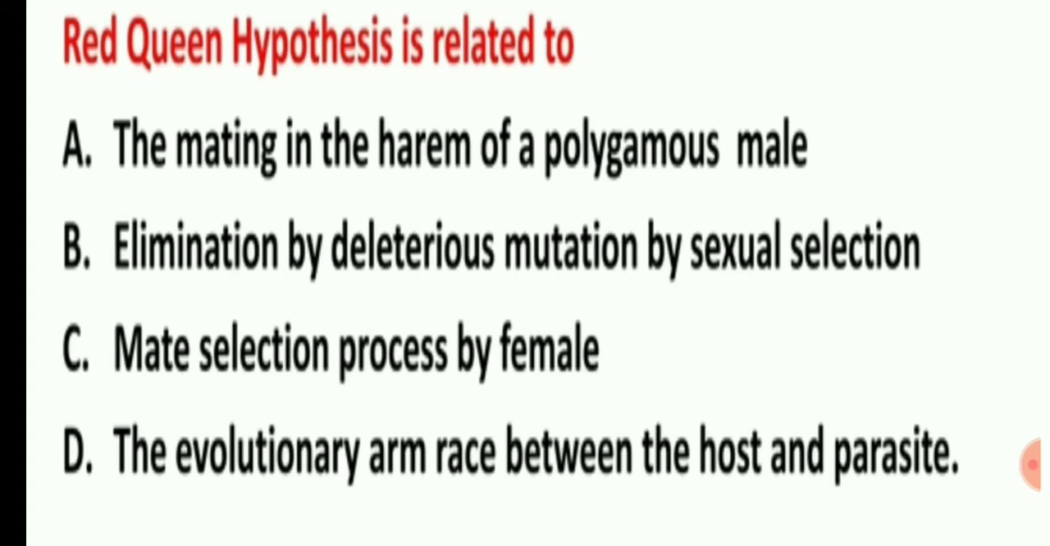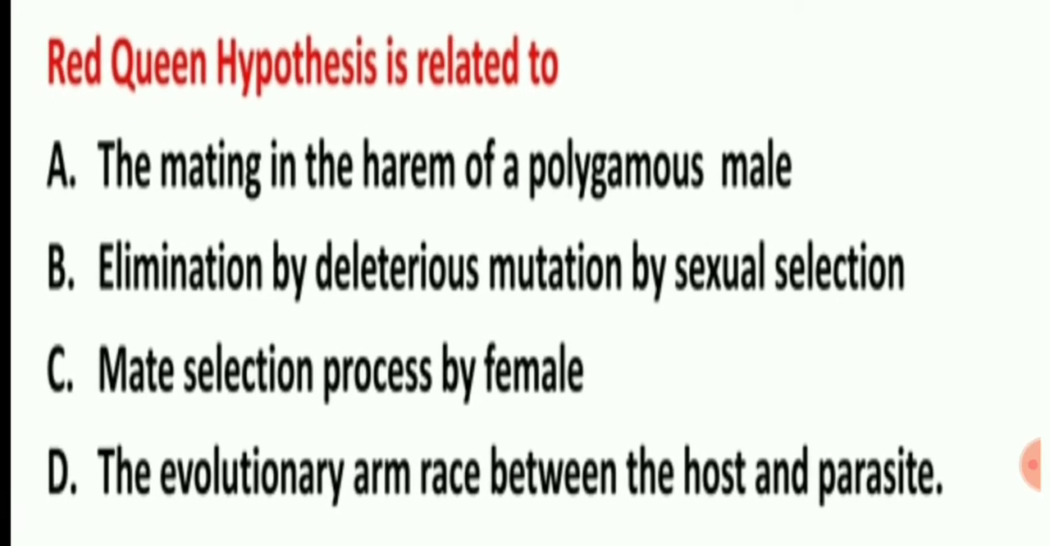The Rudkin hypothesis is related to host-parasite interaction, competitive interaction, predator-prey interaction, and such interactions, the coevolution, etc. So the Rudkin hypothesis is related to the evolutionary arm race between host and parasite interaction. This is the correct answer. Next question.